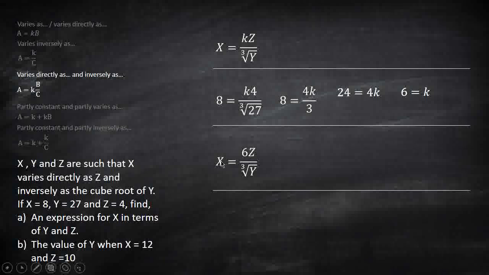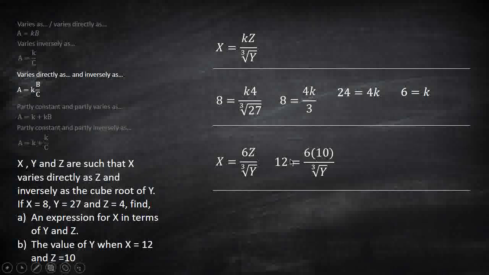So z is 12 and y is not given, and z is 10 and x is 12.